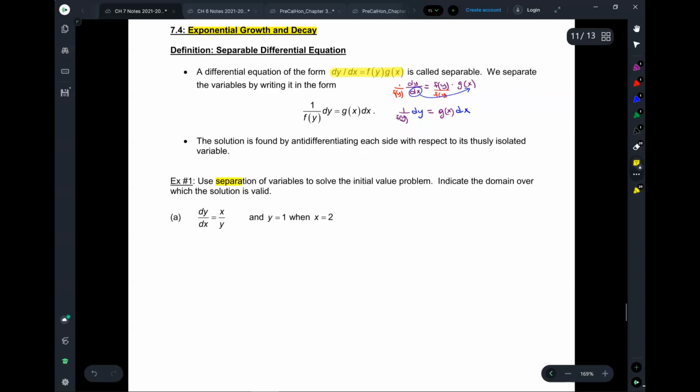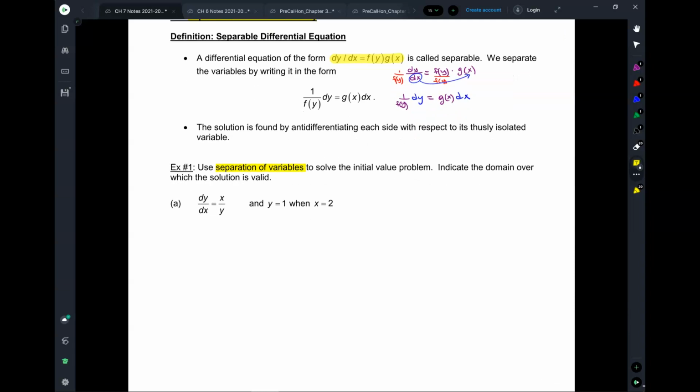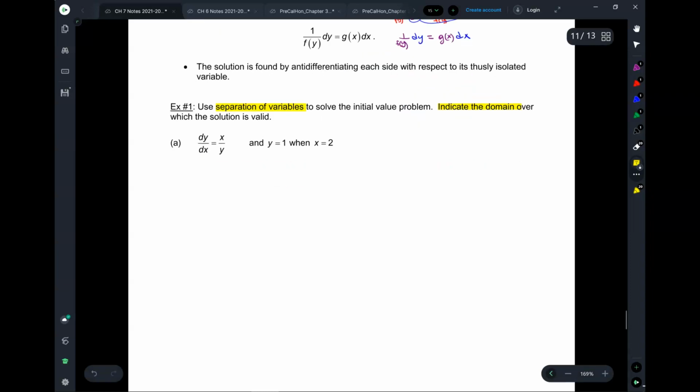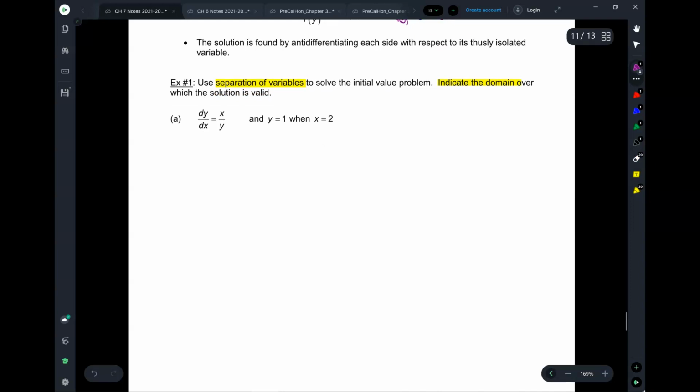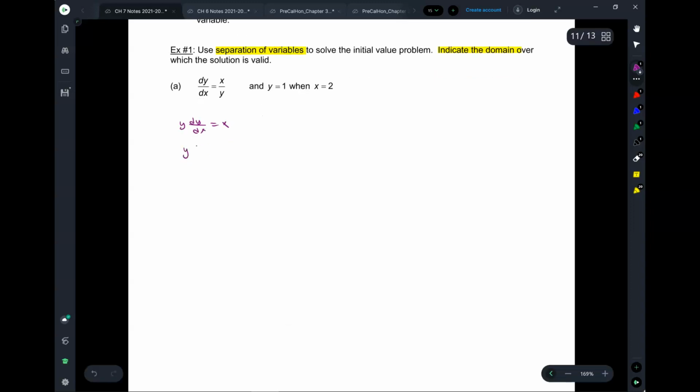So that's what we're going to do now. We're going to use separation of variables to solve this initial value problem. And then we have to indicate the domain over which the solution is valid. So same sort of situation here, you see how you have x over y on the right-hand side. You didn't have that before. It was just in terms of x in the previous day's notes. So what we're going to do here is multiply both sides by y. So you get y dy/dx is equal to x. Take the dx over to that side, so you have y dy is equal to x dx.